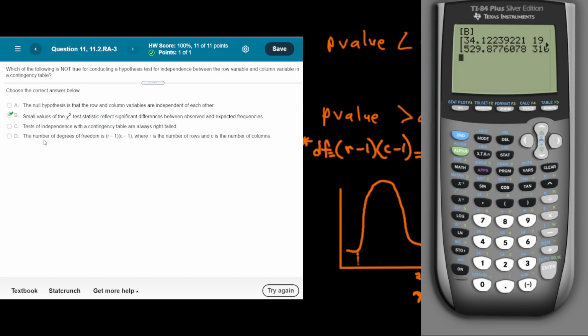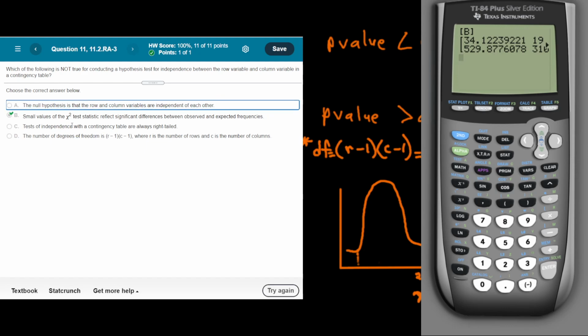Everything else is true. It says the number of degrees of freedom. Remember that we have to find the degrees of freedom in order to find the critical value. R is the number of rows. C is the number of columns. Yeah, that would be a requirement if we were doing everything by hand. The null hypothesis is the row and column variables are independent. Remember I made a big case about that. That's for the null hypothesis, your H0. They have to have the word independent, and they have to compare the row and column variables, the categories.